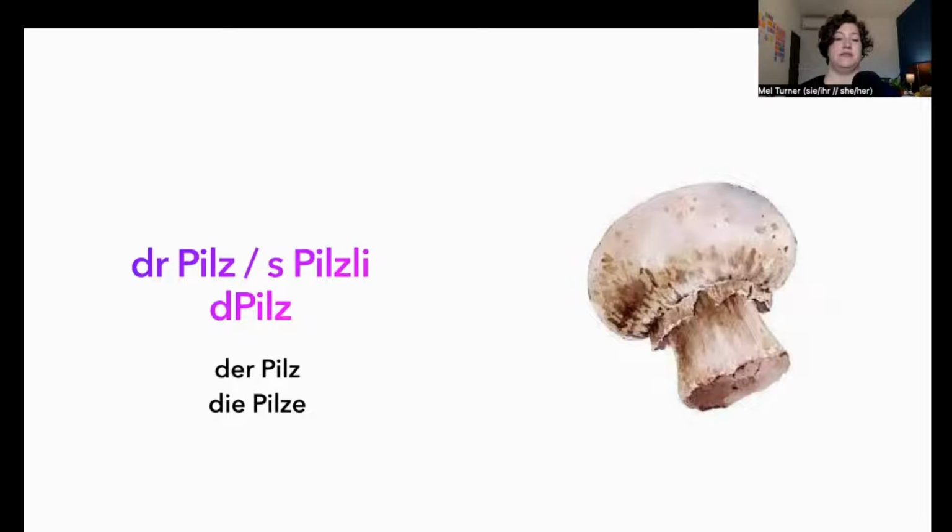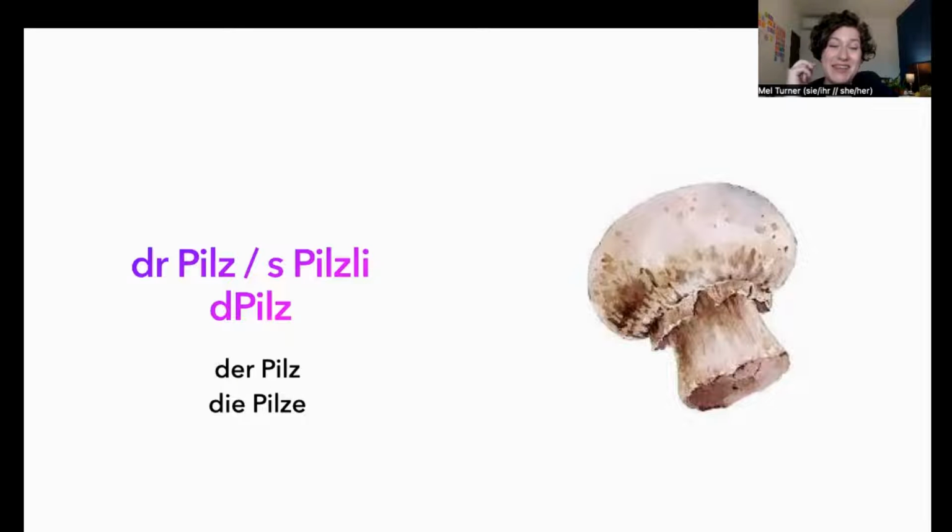Do you remember how we call this in High German? Pilz. Der Pilz oder das Pilzli. Das Pilzli is just a smaller one. This one specifically is a Champignon. And then we have to separate the different Pilze, mushrooms, like Champignon, Morchel.